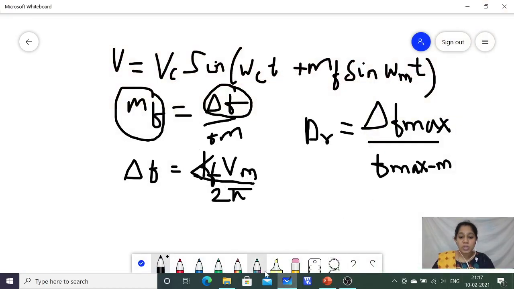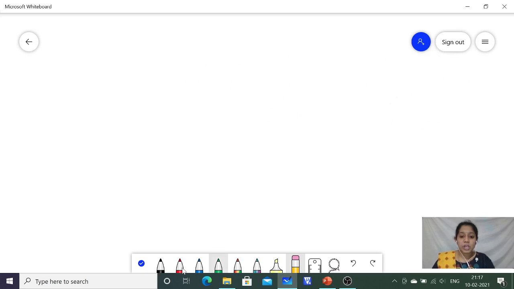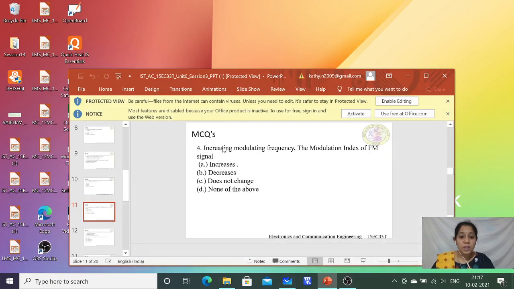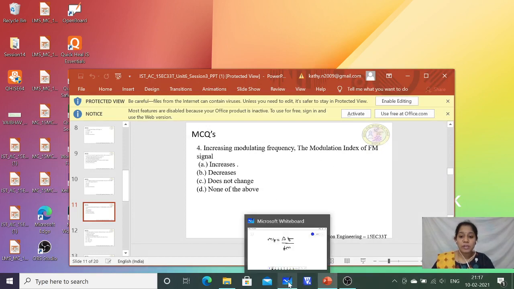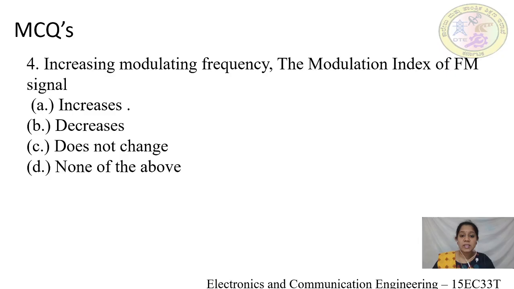Since the modulation index, we know that the modulation index mf is nothing but mf is equal to delta f by fm. So increasing the modulating frequency, the modulation index decreases, because the modulation index and the modulating frequency of the FM signal are inversely proportional. Hence, increasing the modulating frequency, the modulation index of the FM signal decreases. Option B is the correct answer.